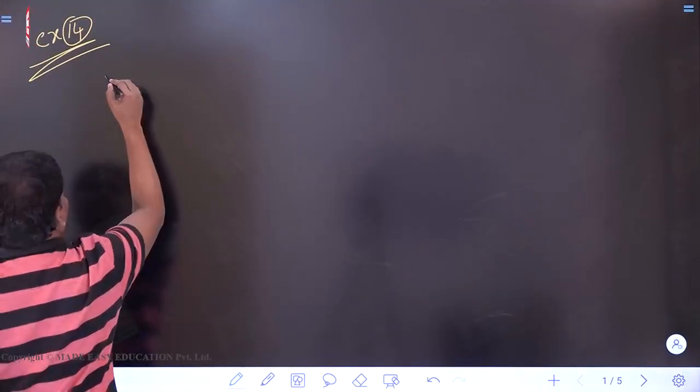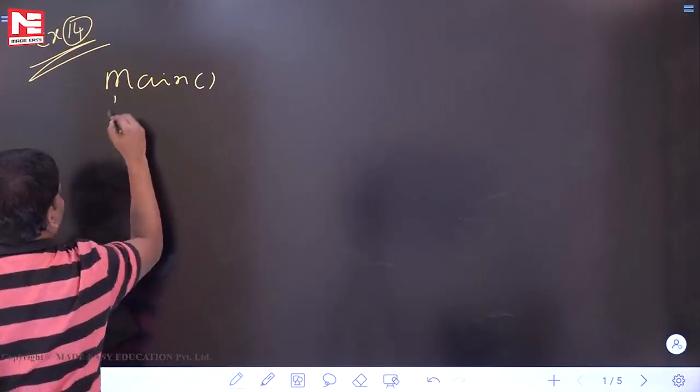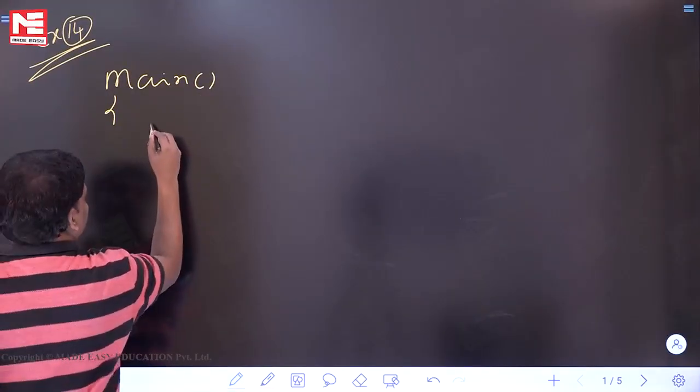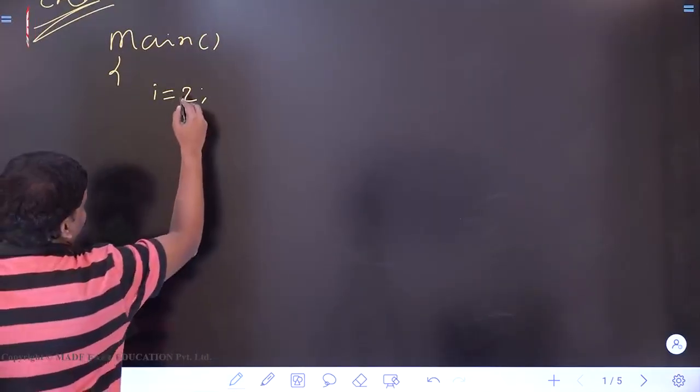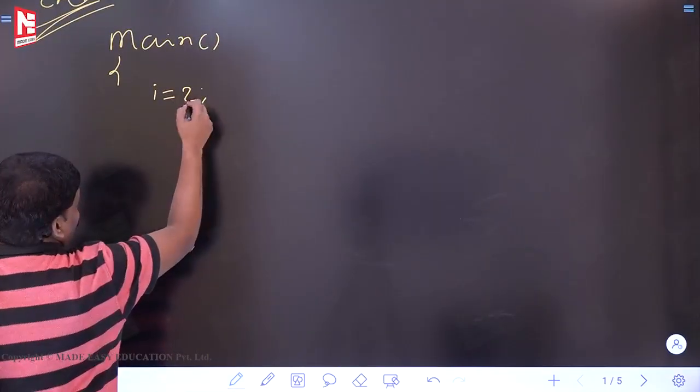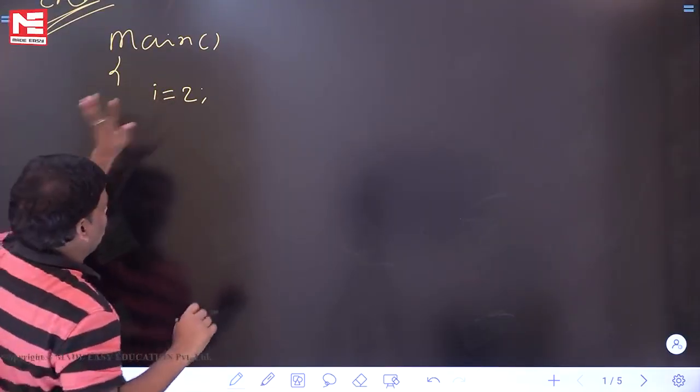Example 14. Right, see this problem also. Say I is equal to 2, some number. Say I is equal to 1, I is equal to 2, really doesn't matter. I is equal to 10 also you can write. Right, small things don't bother. Isn't it? I is equal to 2.